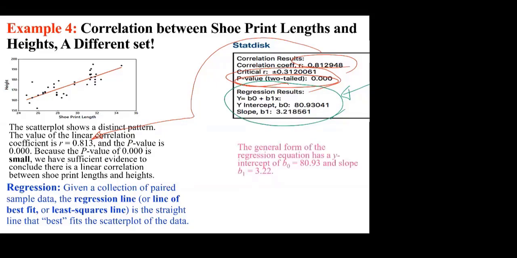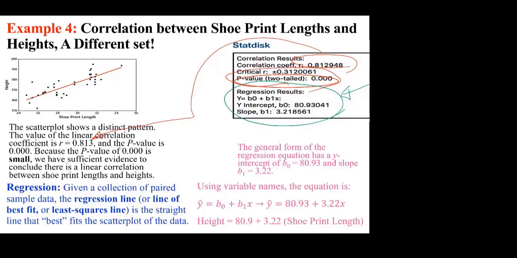So if you look at that one, again, we are just reading from the technology. The general form of the regression equation has a y-intercept of b sub 0, which is 80.93. I didn't write the rest of the digits, 041. And the slope, or b sub 1, is 3.2185. It continues indefinitely. I did round it to 2 decimal places. And so the equation that is used is as follows. We use y hat, not y, as b sub 0 plus b sub 1 x, where b sub 0 and b sub 1 are given. You put in 80.93 plus 3.22x.